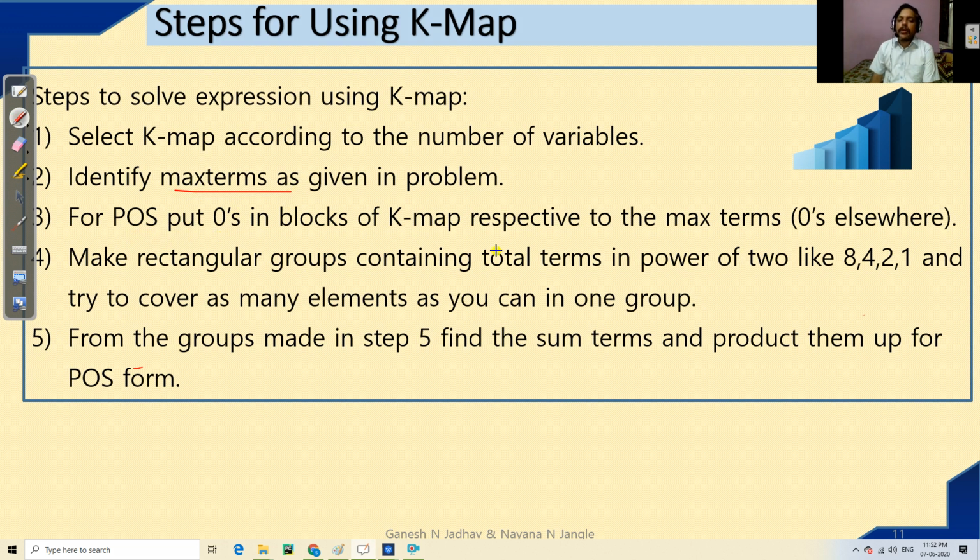Make a rectangular group. We have to always make rectangular groups. Keep in mind the rectangular group is a power of 2, like 8, 4, 2, 1, and try to cover as many elements as you can in one group.